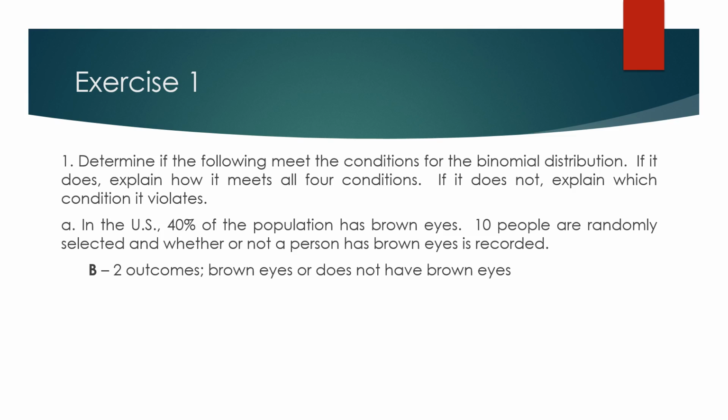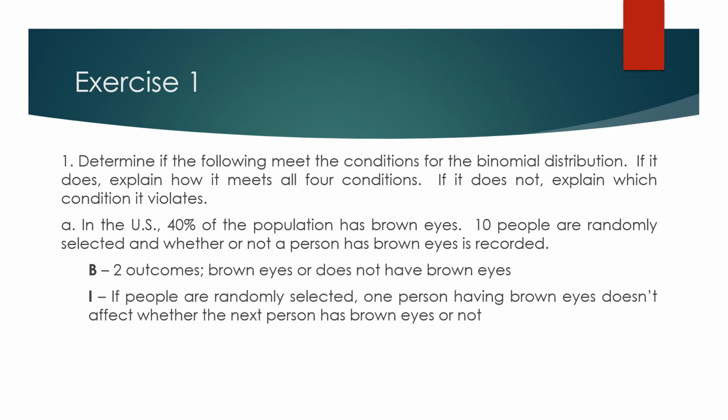The I in BINS is for independence. Since we're randomly selecting, we're not going to have one person affect the other. So if I randomly select one person in the United States and say, hey, what color are your eyes? Or I look at them. And then I randomly select somebody else. The second person has no effect on the first person at all, and vice versa. So we do have independence here. When we have an example where independence fails, that's where this idea will come full circle.